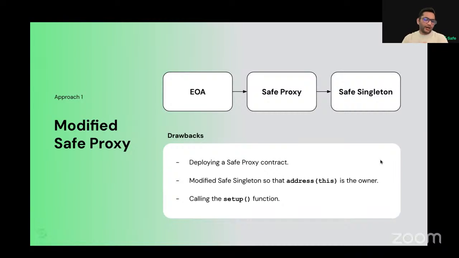And another drawback of this approach is that it requires calling a setup function which is used to set some storage on the account, which is again an additional step for the users to start using their account. So signing authorization and then calling the setup function again. That's slightly a two-step process.